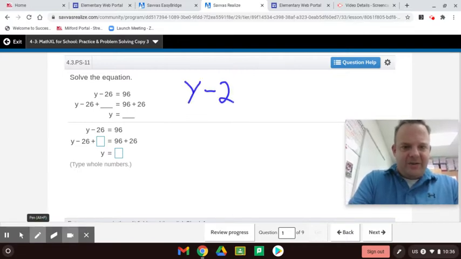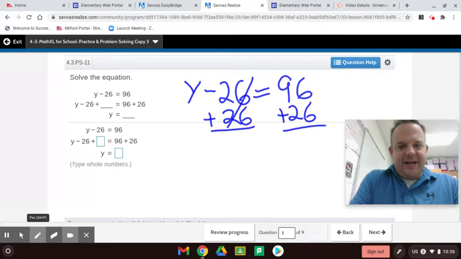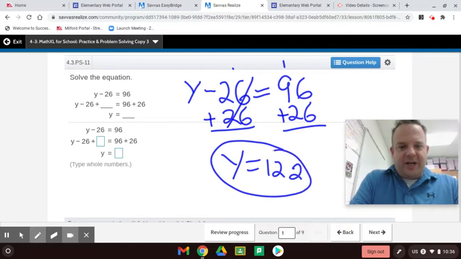Y minus 26 equals 96. So the inverse of subtracting is adding. So we'll add 26 here. That cancels. Add 26. By the way, these are called additive inverses. And you get y equals 122. And then you want to check it. 122 minus 26 is 96. Yeah, that checks. So we are good.